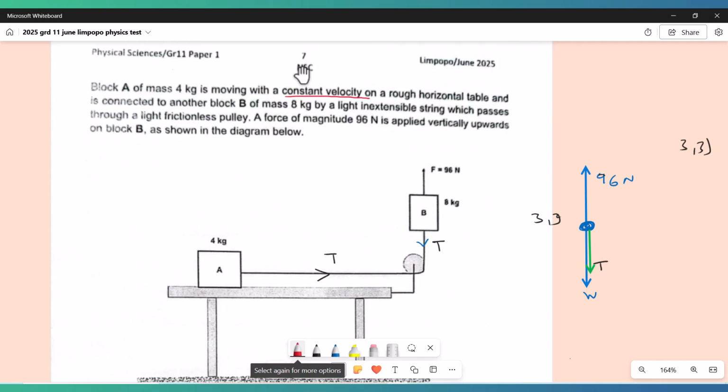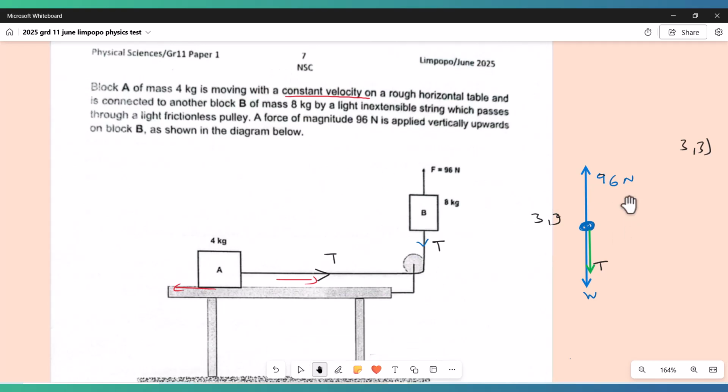Means zero acceleration. And on a rough horizontal table, and is connected to another block B of mass 8 kg by a light inextensible string which passes through a light frictionless pulley. Then a force of 96 newtons is applied vertically upwards on block B as shown in the diagram below. I want the tension now. Because block A is opposed by the friction here, and I have the tension pulling this way, because I don't know the friction, I better use block B to find my tension. So the tension is going to be given by this equation here.